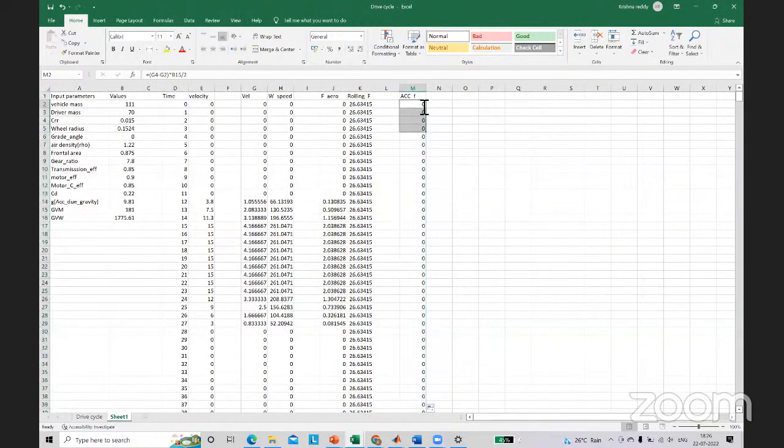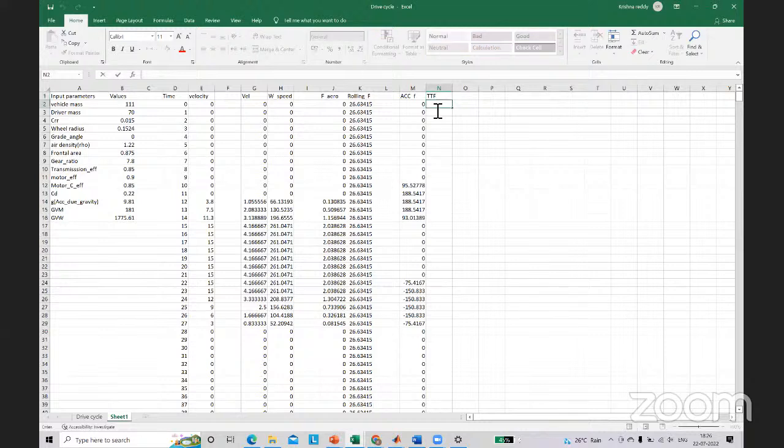Okay, what mistake have I made? For the GVM, it has to be constantly multiplied, so for that I need to bring the dollar symbol. Yeah, now we are getting some data here. So now we can go for estimating total tractive force.